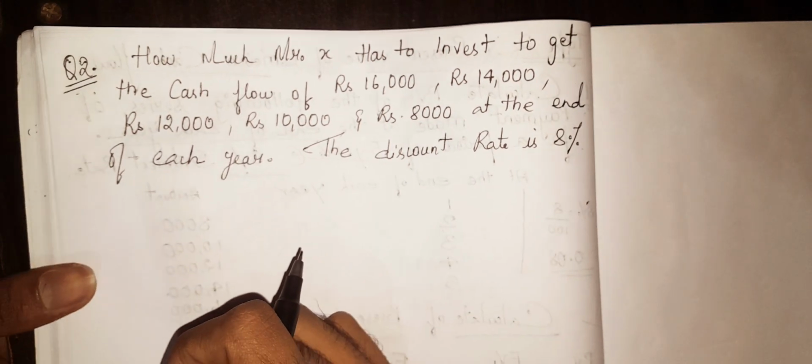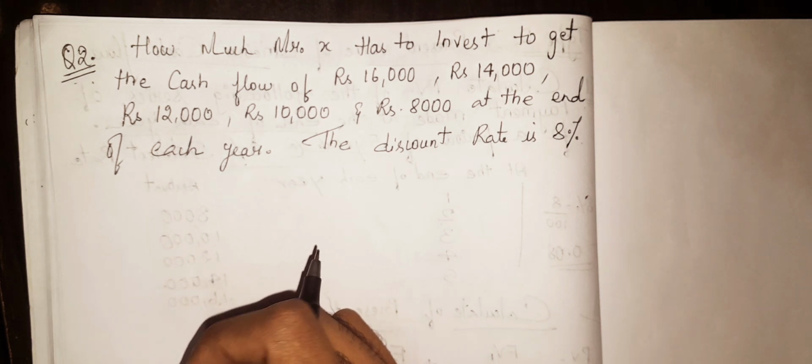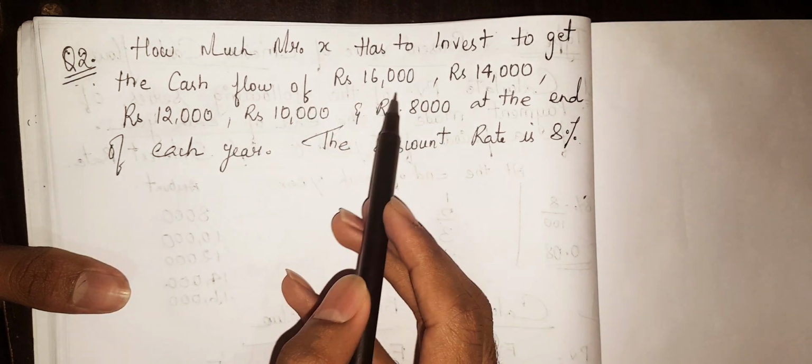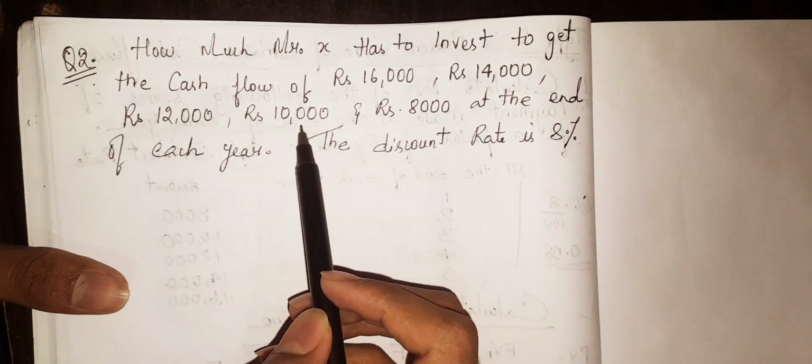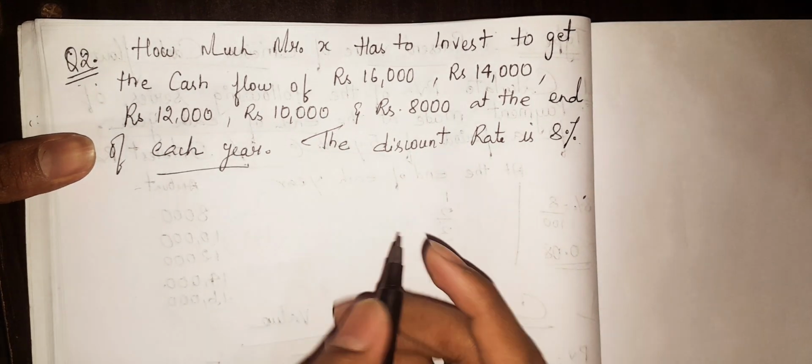In this particular video, we'll solve one more problem related to present value when it is uneven cash flow. How much does Mr. X have to invest to get the cash flow of rupees 16,000, 14,000, 12,000, 10,000 and 8,000 at the end of each year? The discount rate is 8%.